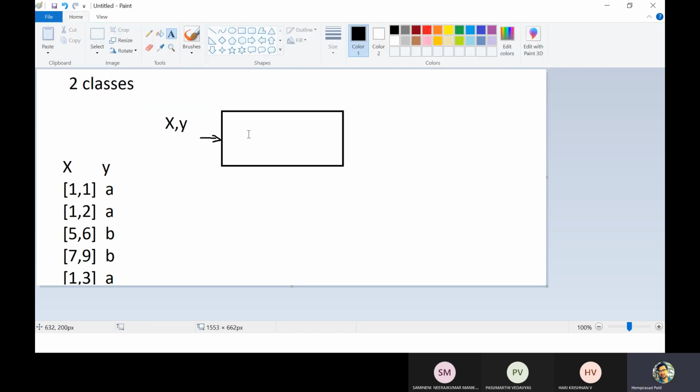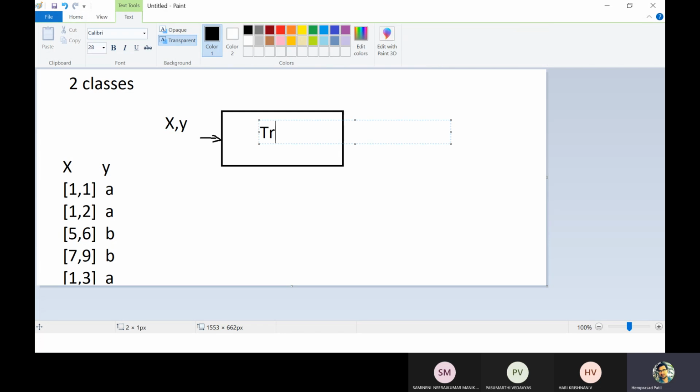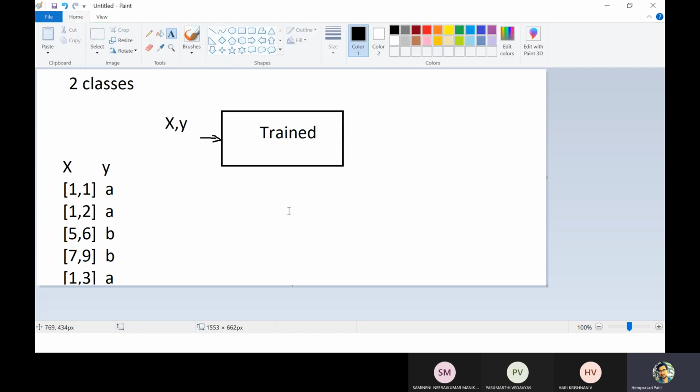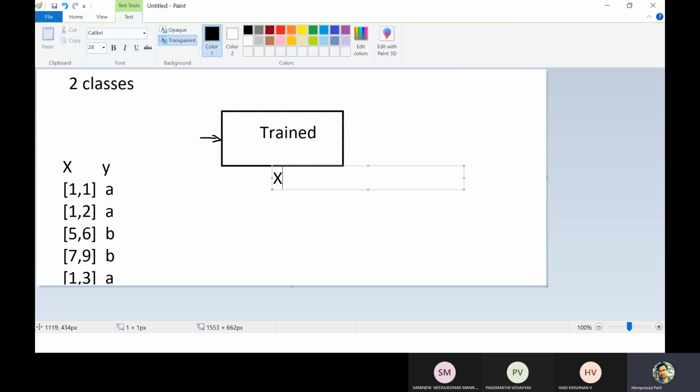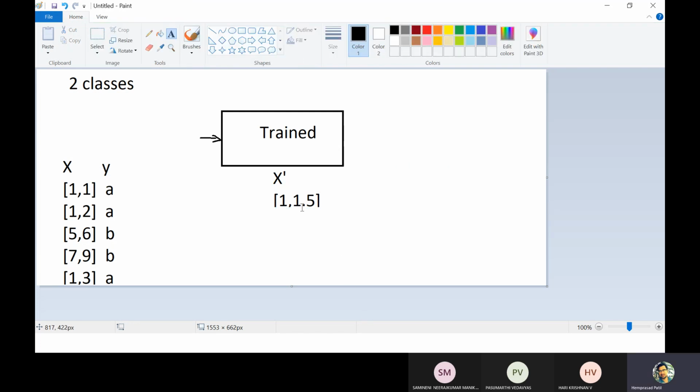And when we provide this data, the model is trained. Once this is trained, we don't provide this X and Y because it is trained already. Now this time we provide X cap and Y cap. So we don't provide Y cap, we expect the Y cap from the model. So we provide X cap. Say X cap is 1, 1.5.